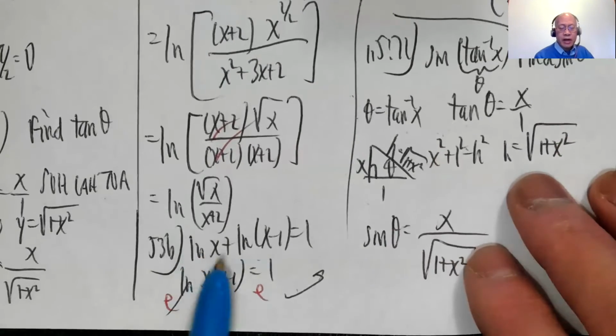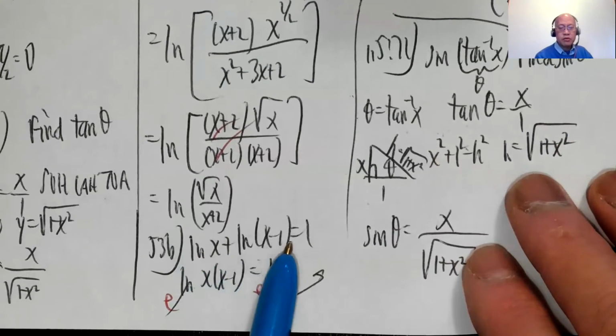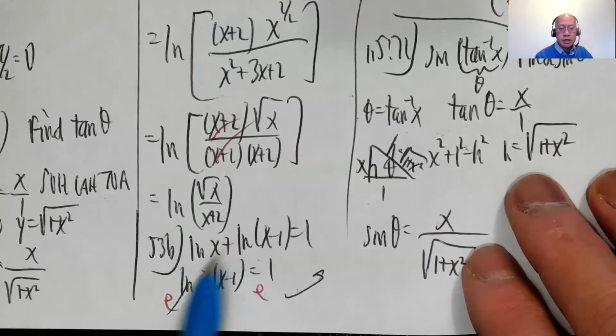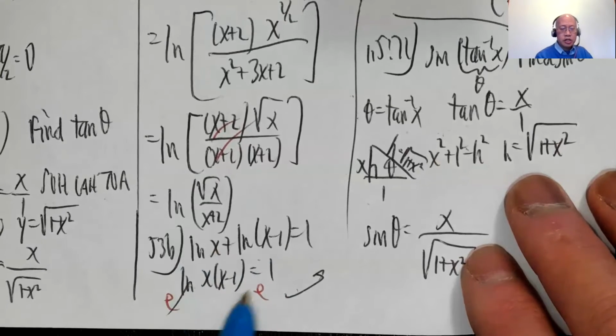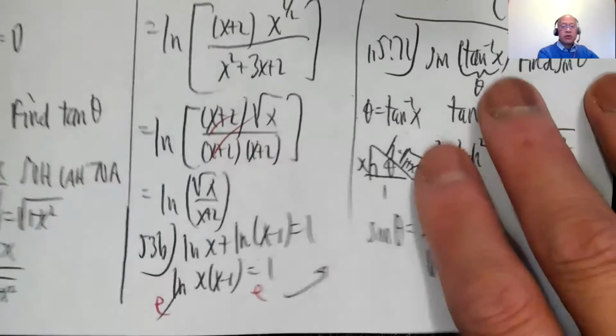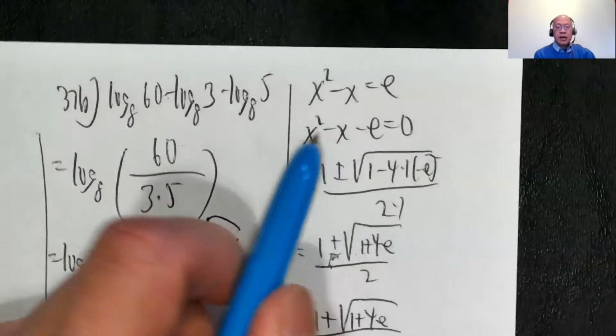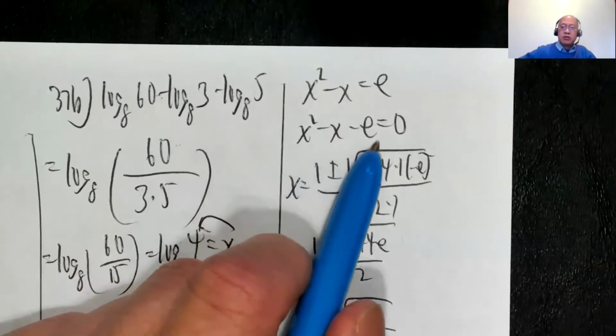53b, ln of x plus ln of x minus 1 equals 1. I'm allowed to multiply these. So ln of x times x minus 1 equals 1. Exponentiate to get rid of the ln. So that gives me x squared minus x is equal to e. X squared minus x minus e equals 0.